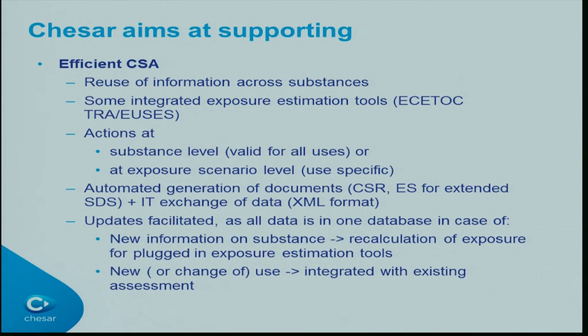Also, what we have been working a lot on, thanks also to the support of industry, which has given us a lot of ideas and feedback, is to really support industry in carrying out an efficient chemical safety assessment. So to reuse information across substances, for example, with the integrated exposure estimation tools, like ECHA TRA uses, all the figures and numbers come automatically. It's relatively easy. Also, you can do some actions at substance level, meaning that you do something and it's valid for all the uses, but on the other hand, you also have the flexibility to do something at use level, so at exposure scenario specific level.